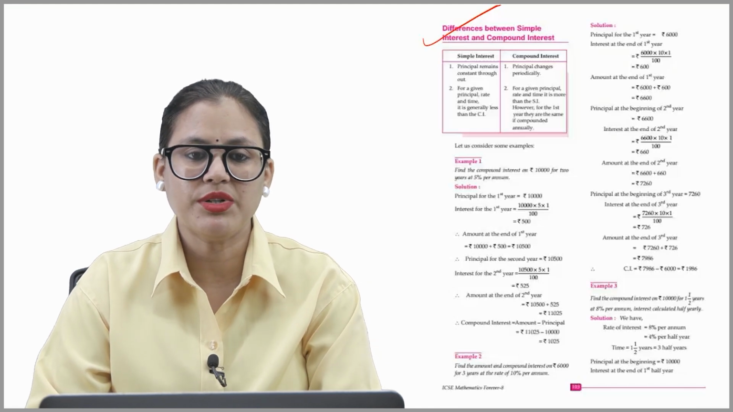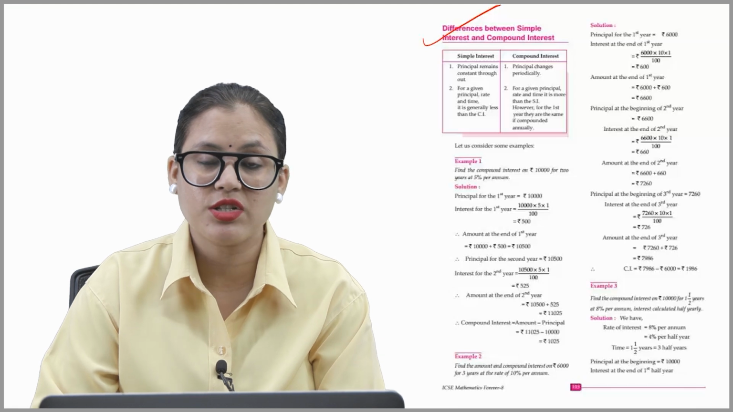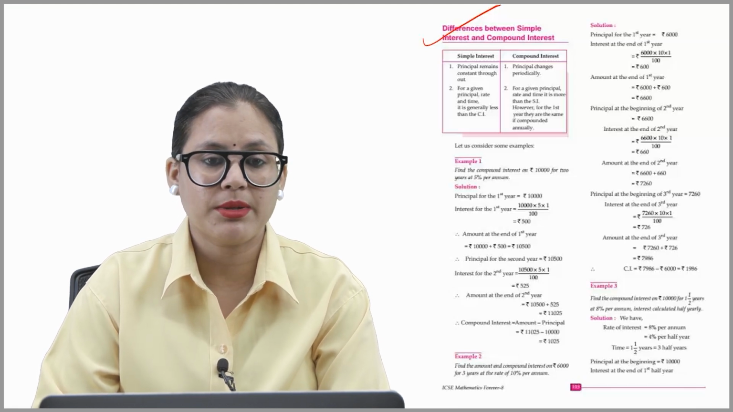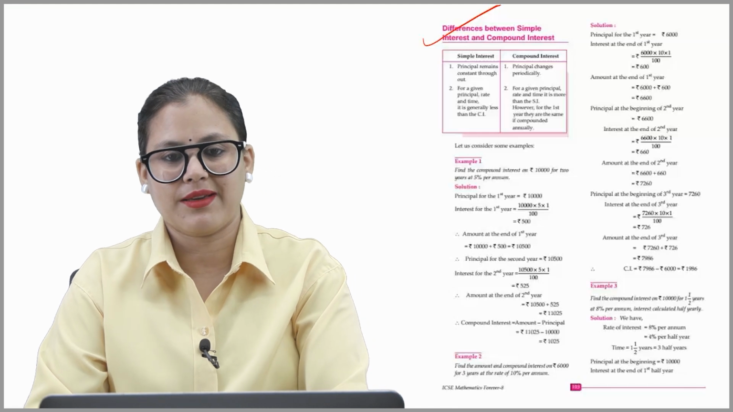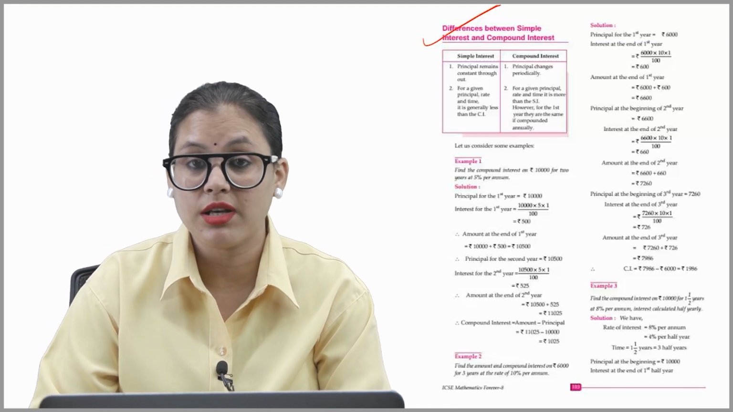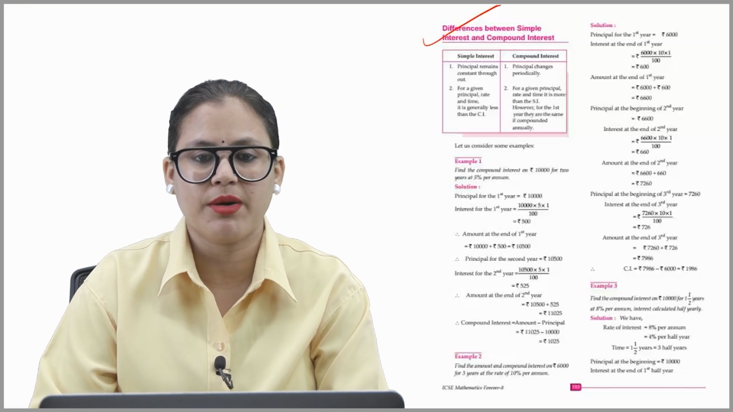Okay. Now, let us check out the difference between simple interest and compound interest. Simple interest: principal remains constant throughout. Compound interest: principal changes periodically. Two. For a given principal, rate and time, simple interest is generally less than the CI. And for a given principal, rate and time, compound interest is more than the SI, that is simple interest. However, for the first year, they are the same if compounded annually.